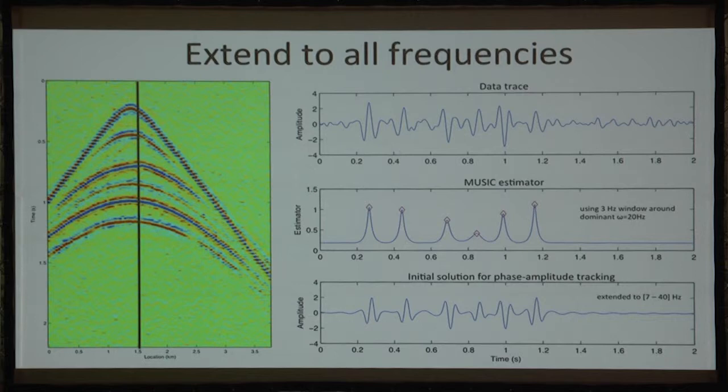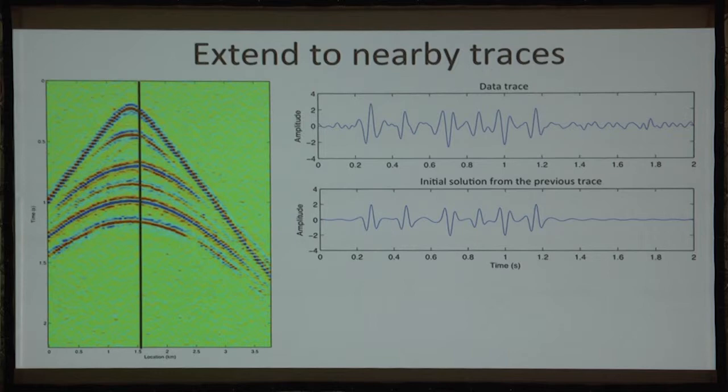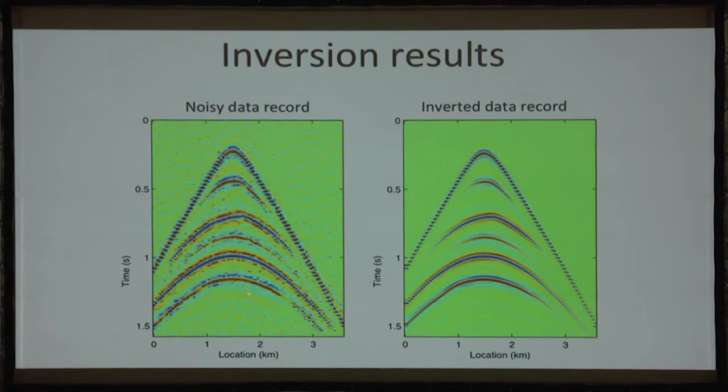Now we can move on to the next trace. If you compare this with the previous data trace, you can see that they are not that different. So we use the inversion solution of the previous trace as the initial solution for the next trace. Now if you compare these two, you can adjust the amplitude and phase to make them match better. We iterate to convergence before extending to the next trace. If we do that, we turn the noisy record on the left into the inverted record on the right, and you can see we have clearly recovered these 6 different events and removed the severe background noise.